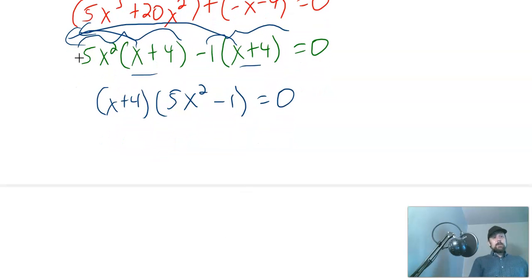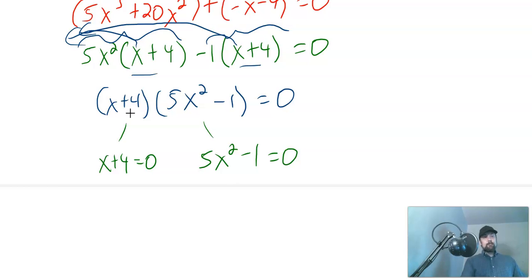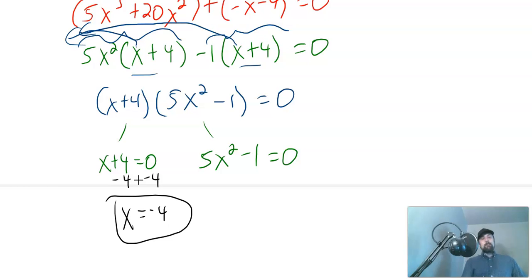And so since I've factored as much as I can, I will now set each factor equal to 0. So we get x plus 4 equals 0, and we get 5x squared minus 1 equals 0. And then we solve for x in each case. So for the first case, we just subtract 4 from both sides. We get a pretty straightforward answer there. This one's not going to be so straightforward. It is a quadratic equation now. It didn't start off quadratic, but now that we've factored it, this particular factor leads us to a quadratic equation.